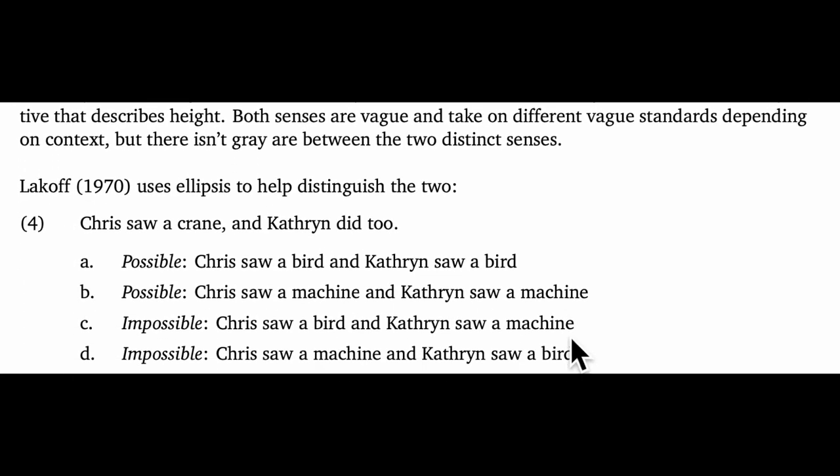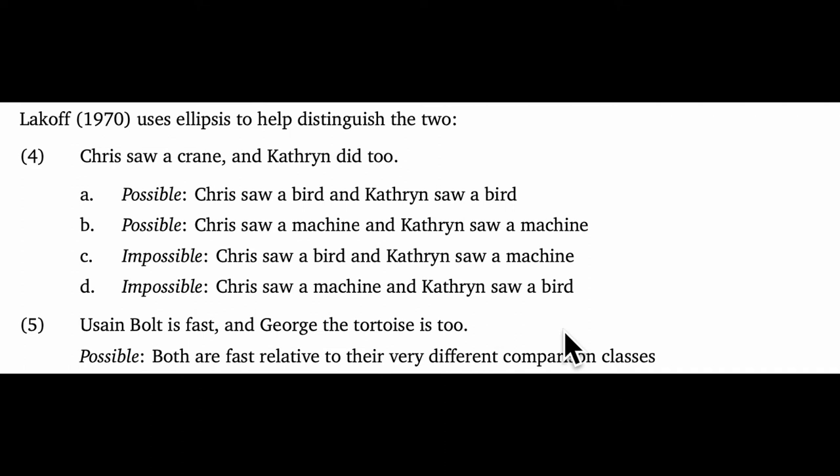Ever since Lakoff 1970, linguists have used ellipsis to test for whether something is an instance of vagueness or ambiguity. So here's the idea. For a sentence like, Chris saw a crane and Catherine did too, the ambiguity of crane might lead you to expect four possible construals. Chris may have seen a bird, but perhaps the ellipsis in the second clause could get fleshed out to Catherine saw crane too, where crane referred to a machine, for example. However, this is clearly not the case.